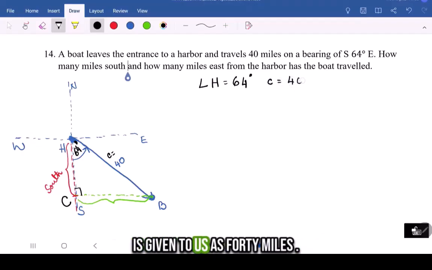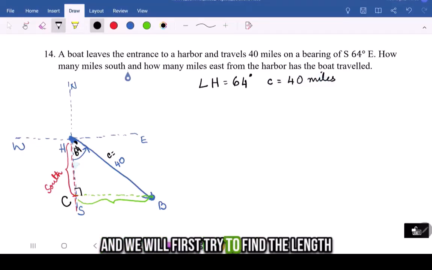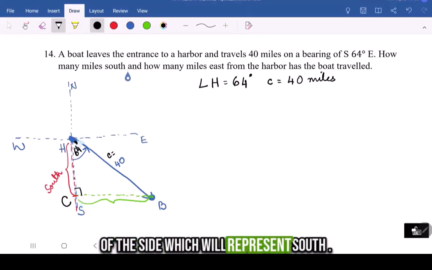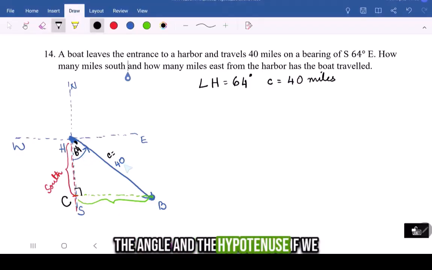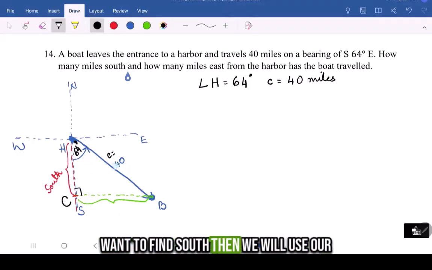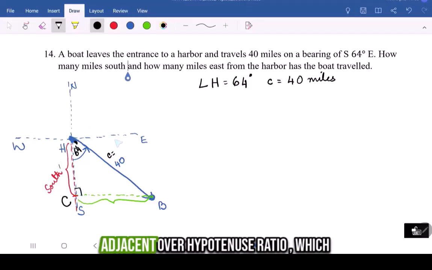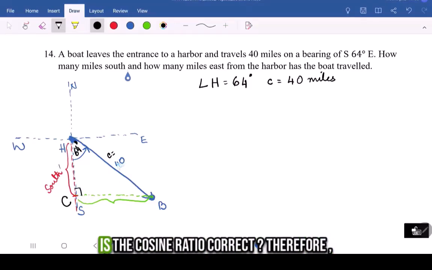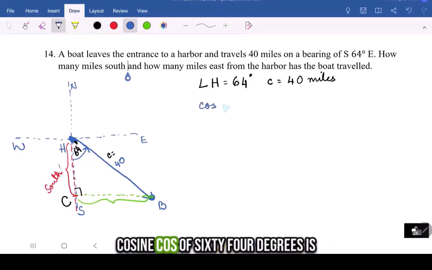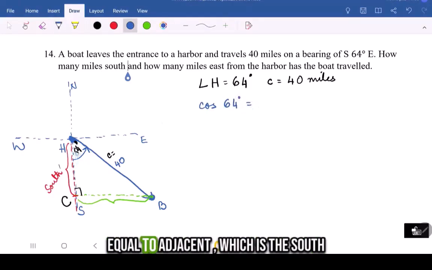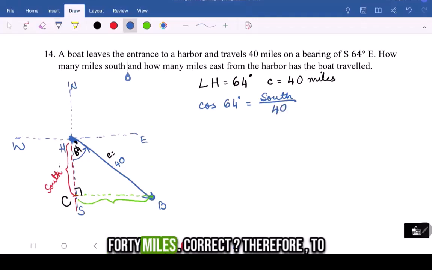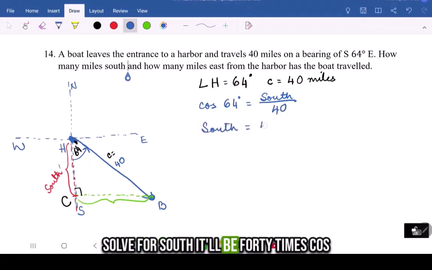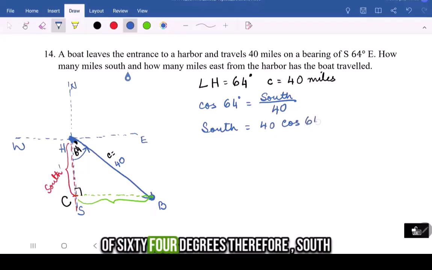Side c is given to us as 40 miles, and we will first try to find the length of the side which will represent south. All right, how many miles south? Given the angle and the hypotenuse, if we want to find south, then we will use our adjacent over hypotenuse ratio, which is the cosine ratio, correct? Therefore, cos of 64 degrees is equal to adjacent, which is the south side, over hypotenuse, which is the measure of c, 40 miles. Therefore, to solve for south, it'll be 40 times cos of 64 degrees.